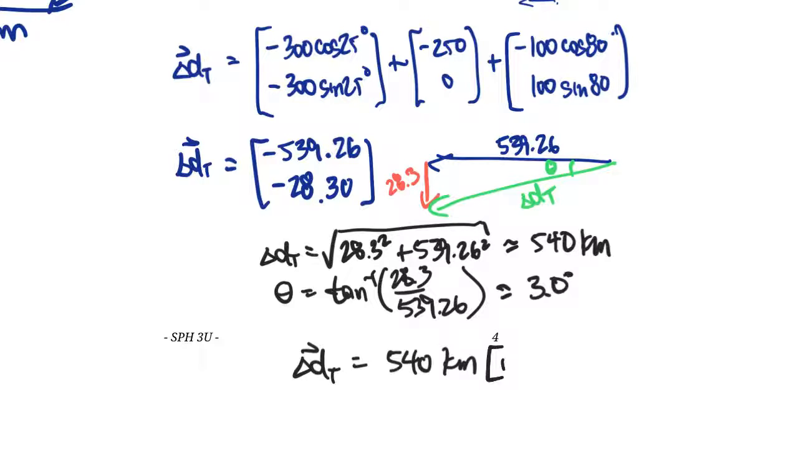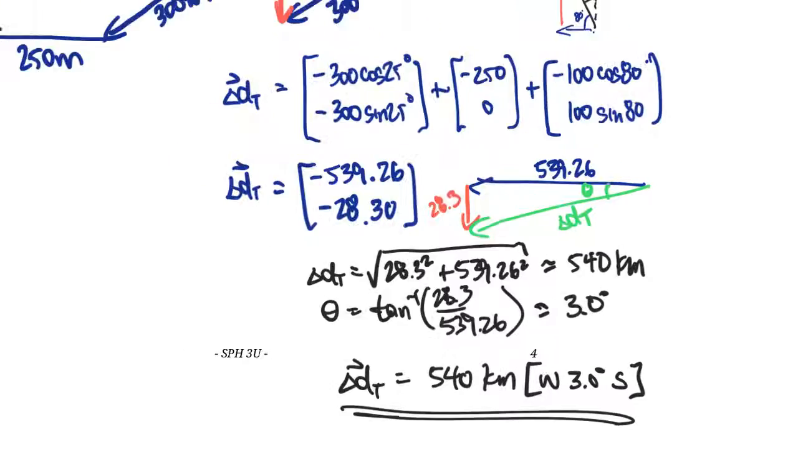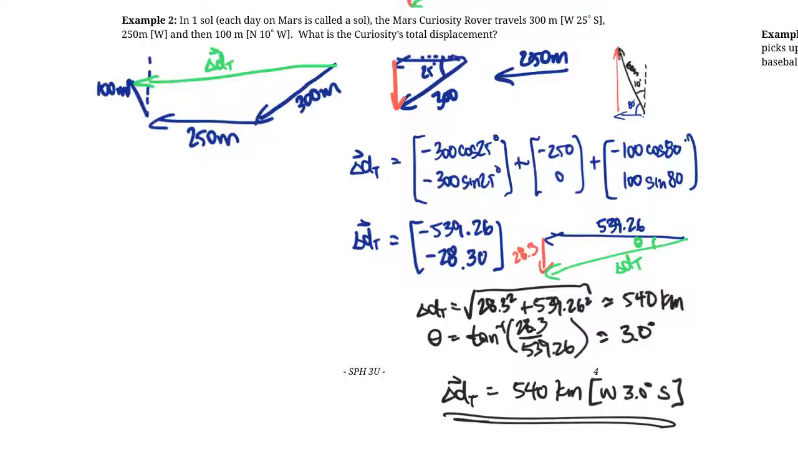So it's going to be west 3 degrees south. There we go. Again, it makes sense because if you think about it, you're going very far to the west. So it makes sense that it's 540. That's a number that makes sense. And then the angle is very small.